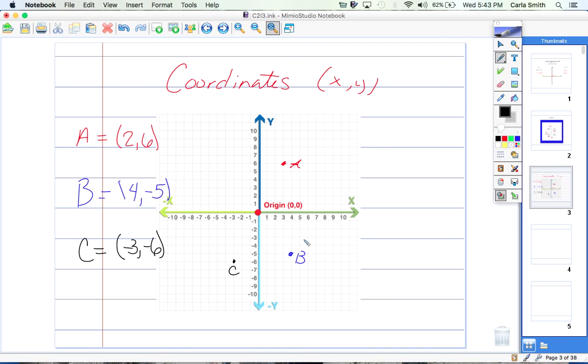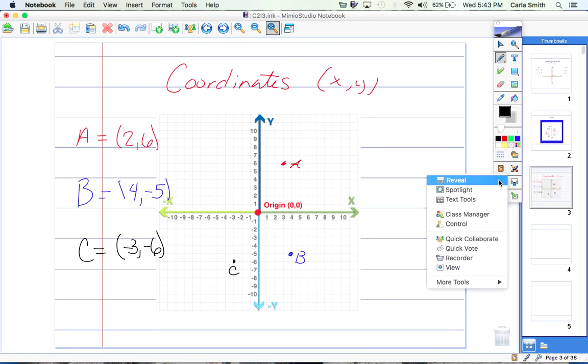So this is just kind of a refresher to help you remember these things about coordinate planes. And this will help you complete Investigation 3. So if you have any questions, make sure that you ask them.